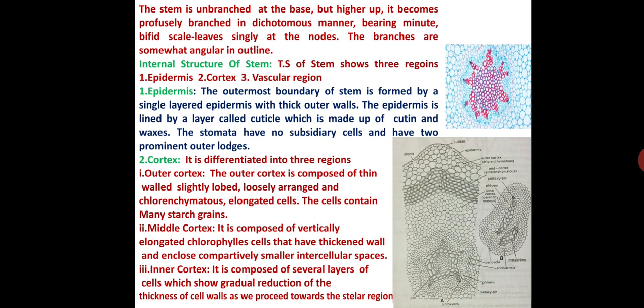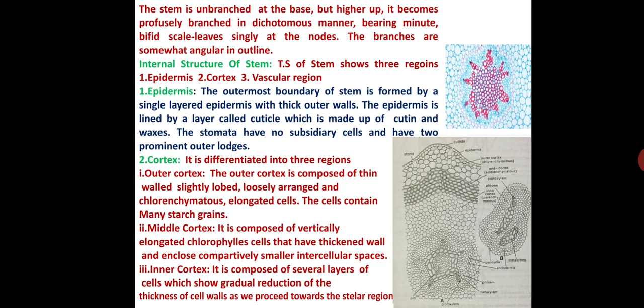The stem is unbranched at the base, but higher up it becomes profusely branched in a dichotomous manner, bearing minute bifid scale leaves sparsely at the nodes. The branches are somewhat angular in outline. Then we discuss the internal structure of the stem. Transverse section of the stem shows three important regions.